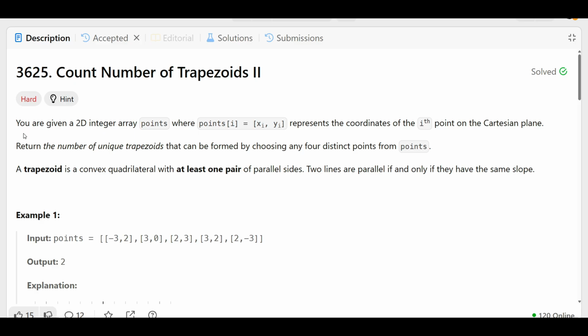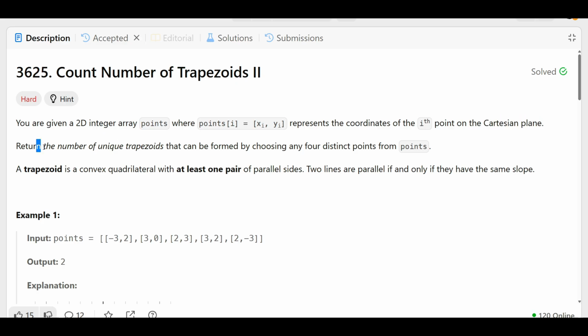So let's understand what is given here. We have points, as you can see in the example. Each point contains an x and a y value, meaning this is x1 and this is y1. We can say x1 y1, x2 y2, x3 y3, like that, we have all the points given in the points array. This points is a 2D array, and that is why at each index i, points[i] represents xi and yi, meaning there is some point. That point is called the ith point on the Cartesian plane.